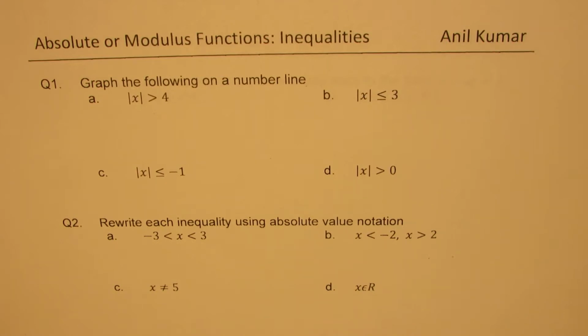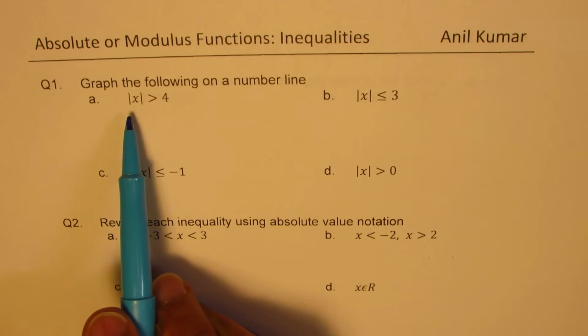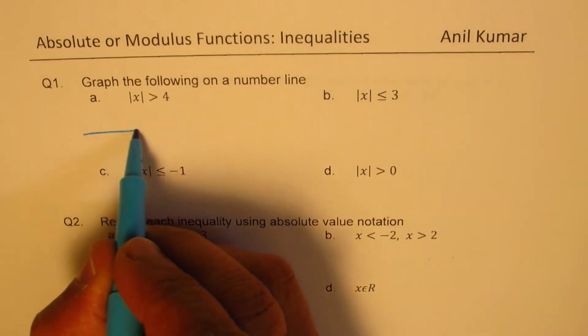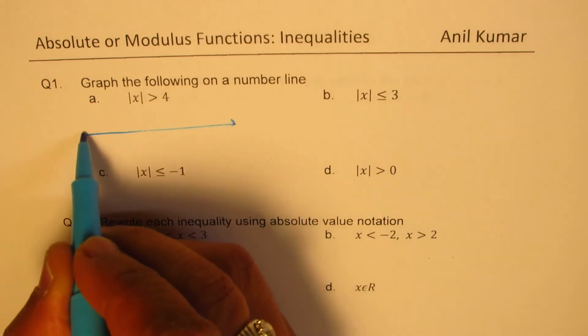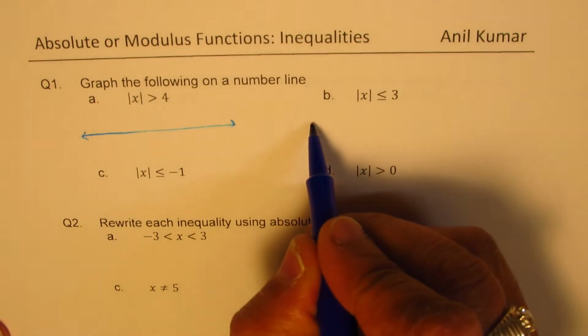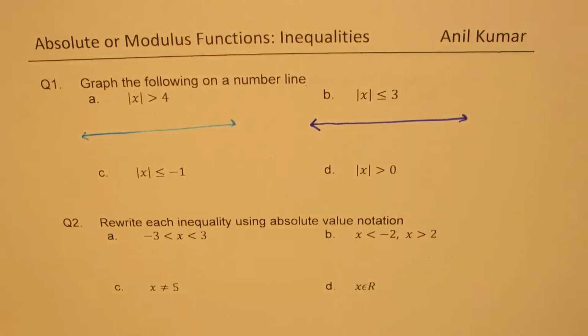Question number 1 here is, graph the following on a number line. Absolute value of x is greater than 4. So let us say this is our number line, right? We'll use a number line, and on a number line we are going to graph the solution. All these solutions will be rough sketches, but I hope they make sense.